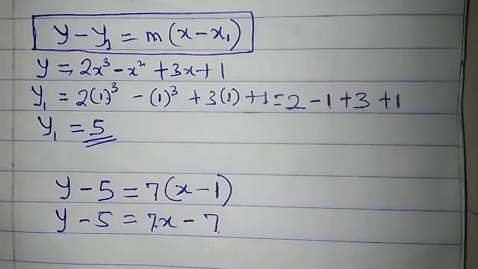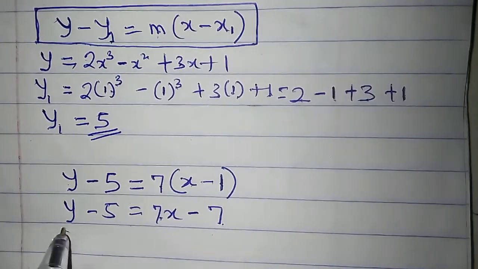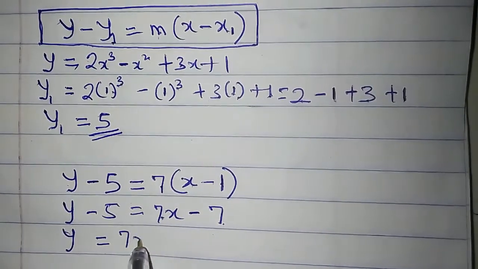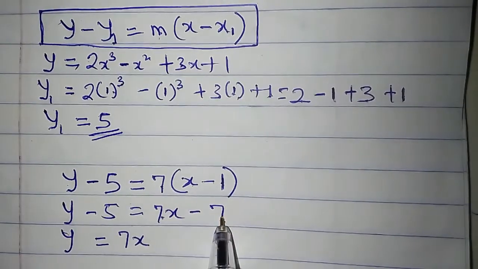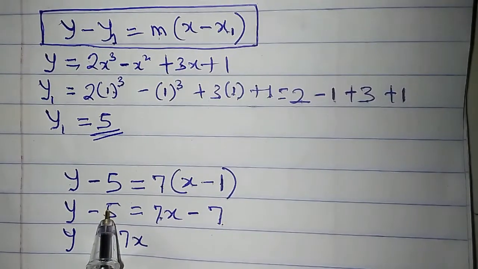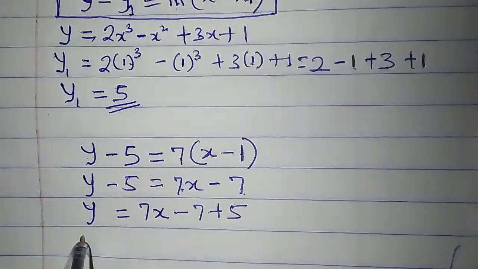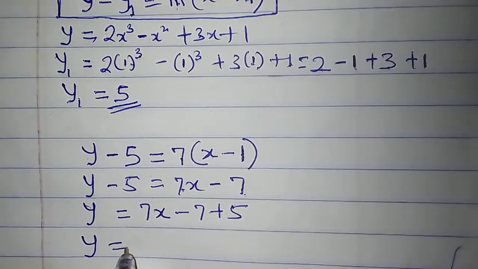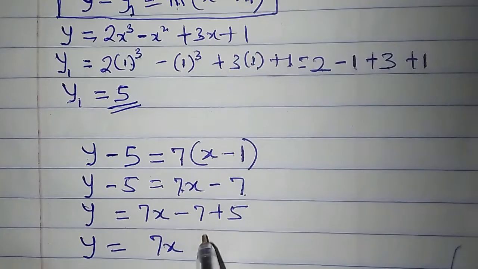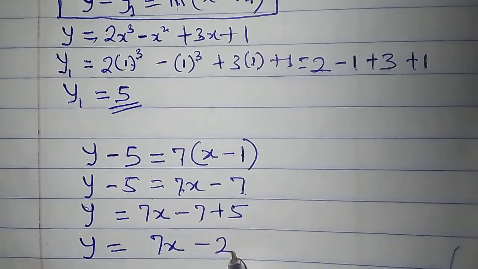So let's just make y the subject of the formula. y will be equal to 7x minus 7. Then minus 5 will cross and turn to plus 5. Minus 7 plus 5. So y is equal to 7x. Minus 7 plus 5 is minus 2.